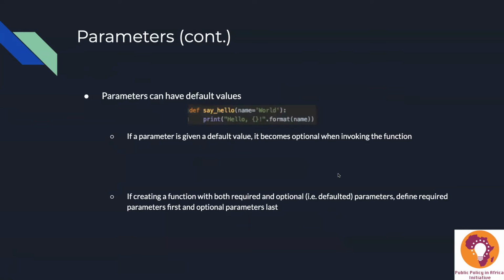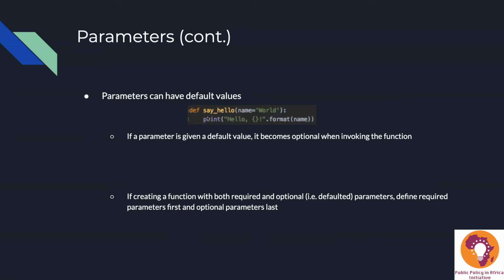Parameters can have default values. If a parameter is given a default value, it becomes optional when invoking the function. In this particular case, I have this function say hello defined. It accepts one parameter, name, but this parameter now has a default. Its default value is world. So it'll print hello, whatever name.